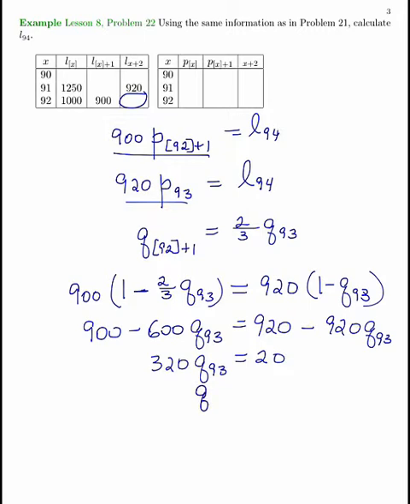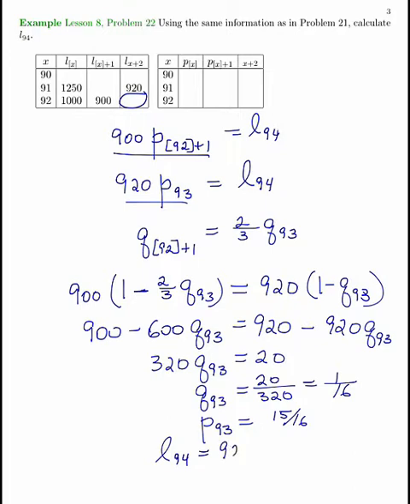So Q93 is equal to 20 over 320, which is 1 over 16. Therefore, P93 is 15 over 16, and so I can get L94. That is equal to 920 times 15 over 16, which is 862.5, and that's what I wanted to compute.